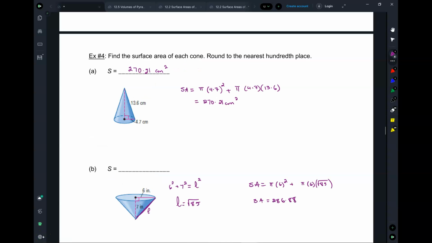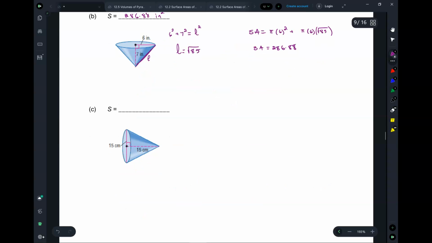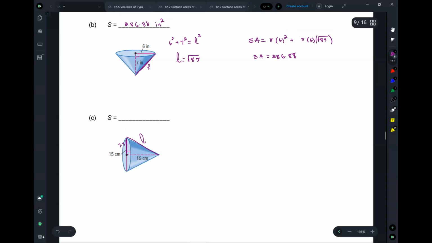So everybody got the slant height correct for B, and then it is 286.88 inches squared for this one. So here, same situation, right? The radius is 7.5, and you need to find L. It's 7.5 for the radius, and then we need to find L, so it's exactly the same situation. Go ahead and do it, and I'll be walking around to make sure it's coming out correct.